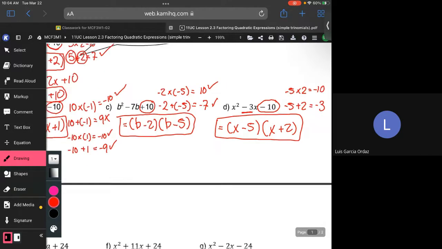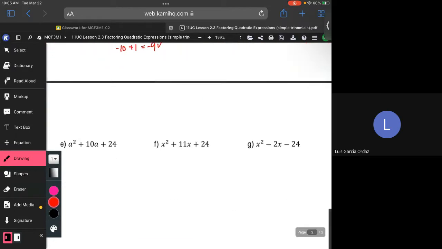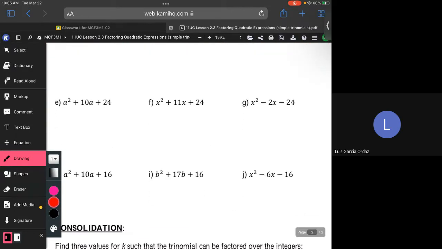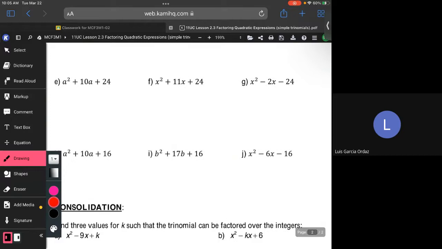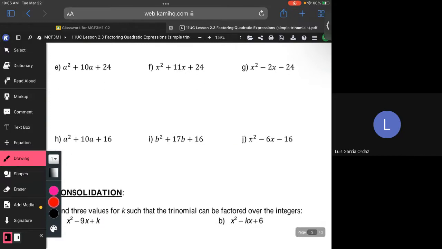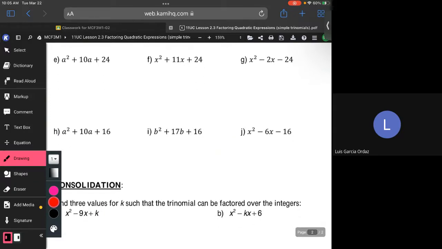Okay, so let's see if you guys can do E, F, and G on your own. Take about 5 minutes to do the 3 of them. So remember, for E, F, and G, you're focusing on the last number. Take a couple minutes to do those on your own.